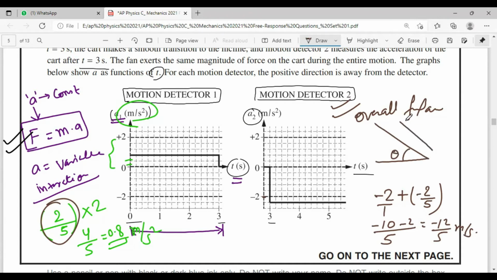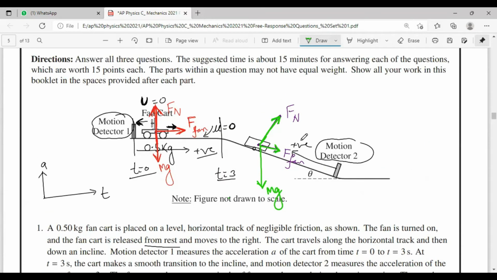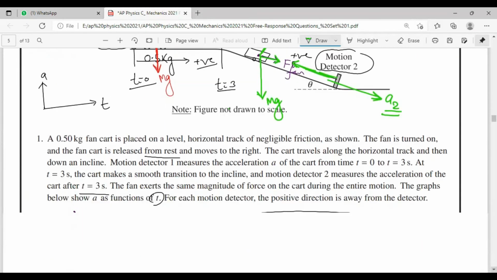So positive direction is this, along the inclined plane. The negative acceleration means the acceleration is actually downward. So that's why this is negative. As you can see in the question paper, I have also explained this. The positive direction will be this, away from the detector. So the negative acceleration means acceleration is in the downward direction. This is the actual direction of A2, and that should be, right?